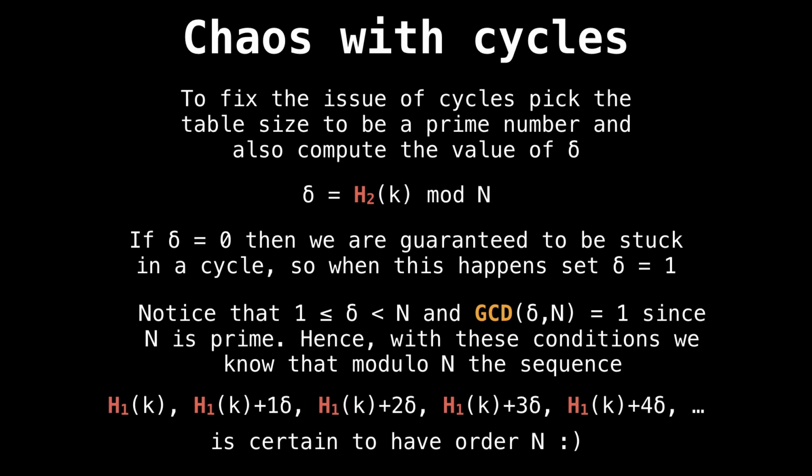Alright. So here's a justification why this works. So notice that delta is always going to be between 1 inclusive and n non-inclusive. So the greatest common divisor between delta and n is going to be 1, since n is a prime number. So therefore, with these conditions, we know that the probing sequence is guaranteed to have order n. So we're going to be able to hit every single slot in our hash table. So given that there's at least one free slot in the hash table, which there will be because we're keeping our load factor below a certain threshold, then we're going to be able to reach that slot.